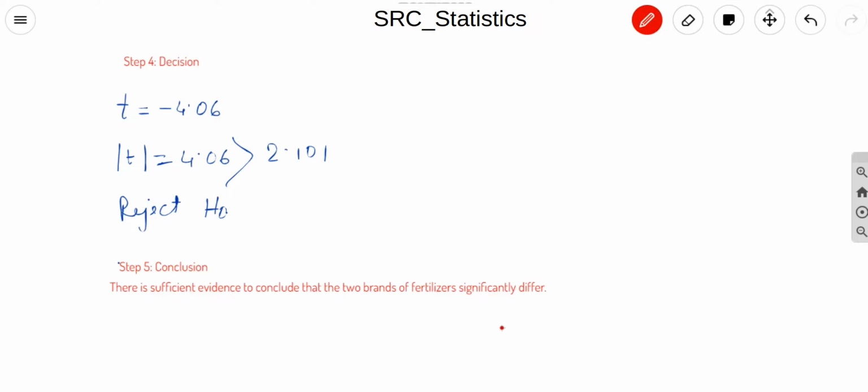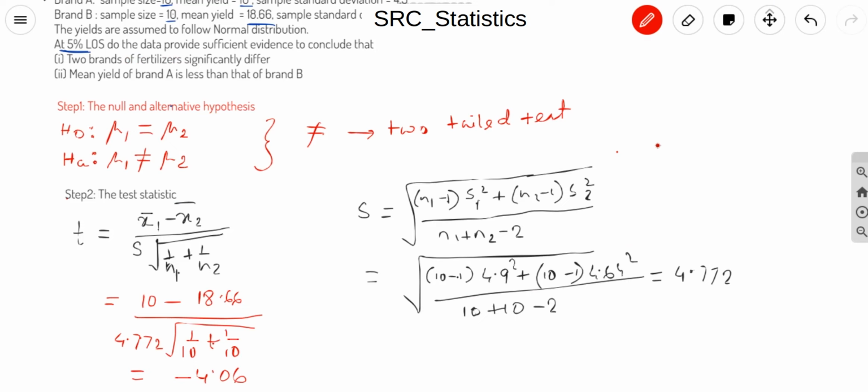Final step is conclusion. Okay, so we are rejecting the null hypothesis. That means we are rejecting the statement that mu1 equal to mu2. So the final conclusion will be: there is sufficient evidence to conclude that two brands of fertilizers differ significantly.